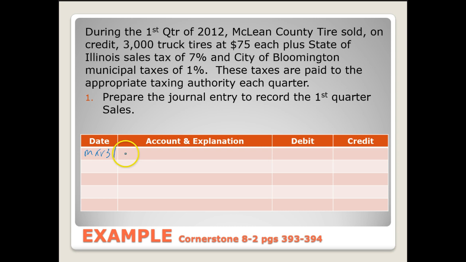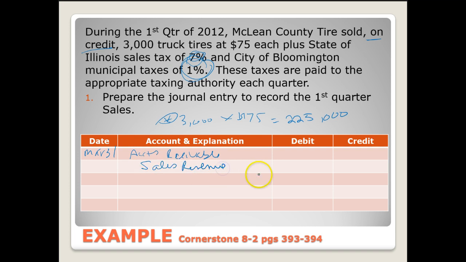And we would want to say that since these were all sold on credit, all the tires were sold on credit, the company would have accrued an accounts receivable balance of 3,000 truck tires times $75 a tire, $225,000. Now that's the sales revenue piece. However, accounts receivable has got to include the 7% sales tax for the state of Illinois and the 1% city of Bloomington sales tax. So it would actually be easier for us to first figure out the rest of the credit entries and then make sure they add up to the proper accounts receivable amount.